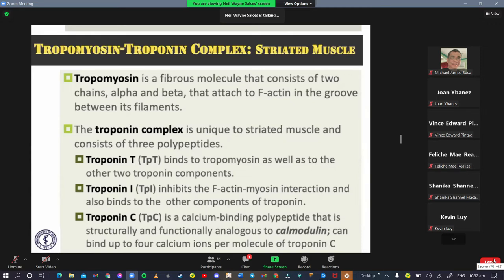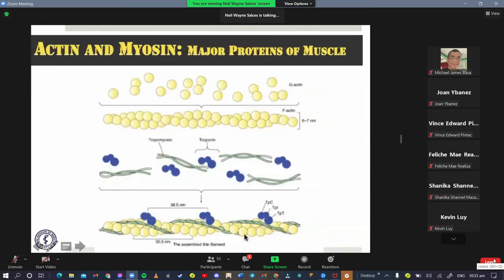In the muscle, you have your tropomyosin and the troponin complex, which is present in the thin filaments, and this performs the key functions in striated muscle. In striated muscle, there are two other proteins that are minor in terms of their mass, but also important in terms of their function. You have your tropomyosin, which is a fibrous molecule that consists of two chains, the alpha and the beta, which eventually attach to the F-actin in the groove between filaments. If you try to look back in the previous figure.